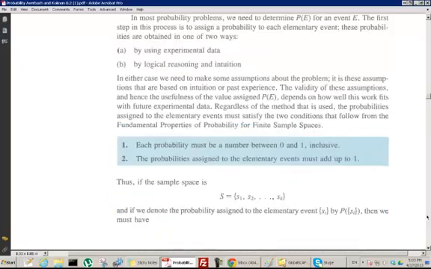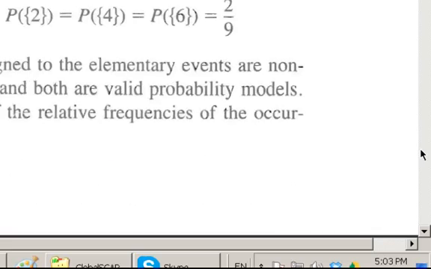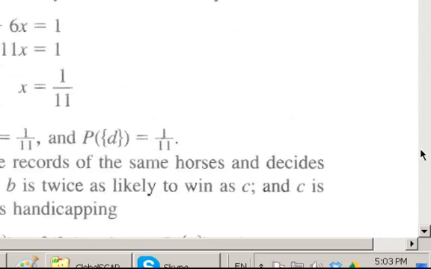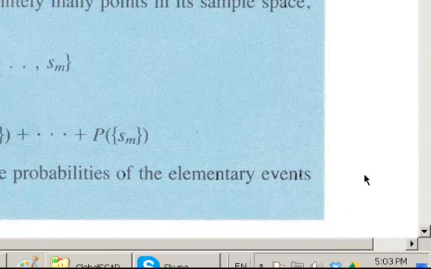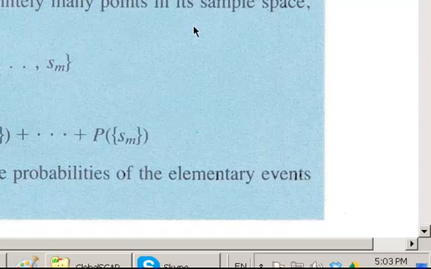So let's see how we use that to help us find the probabilities of events. If an experiment has finitely many points in its sample space, remember we said we're restricting ourselves to only a finite number of elements in the sample space. So we're not talking about how long you can wait for a bus, because that could be considered an infinite number of points in that sample space.